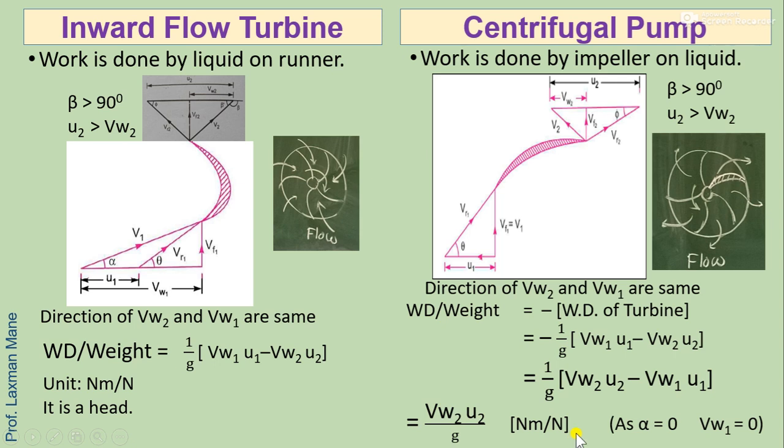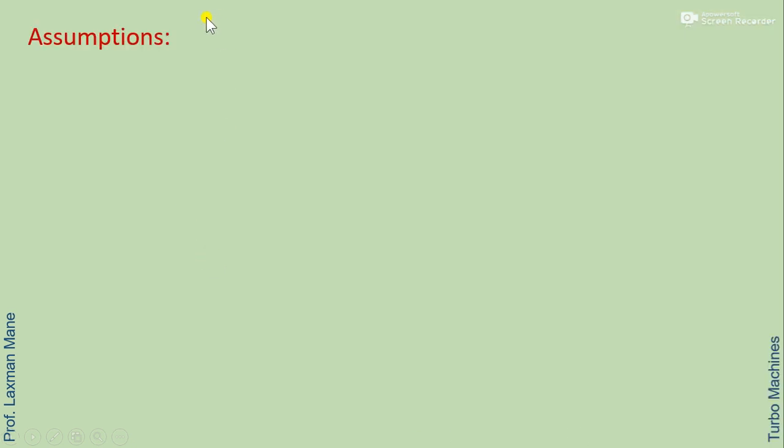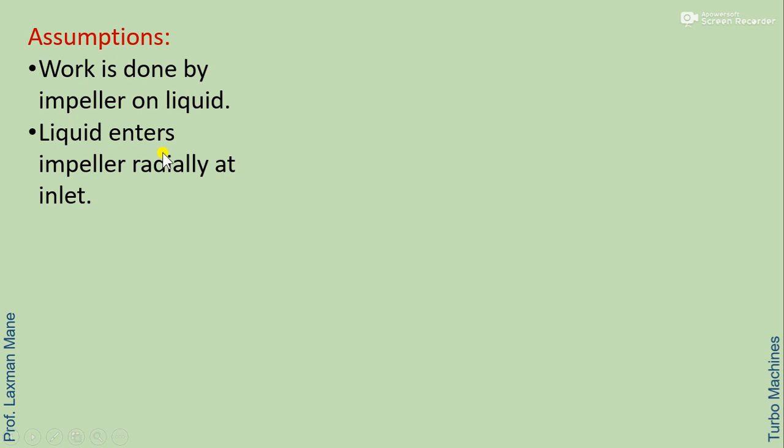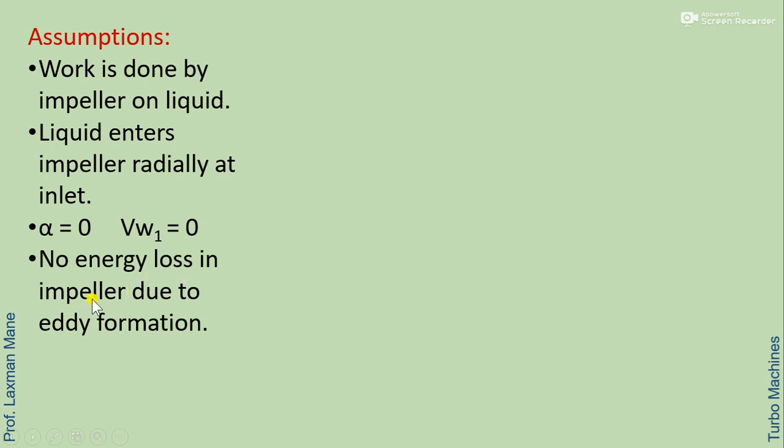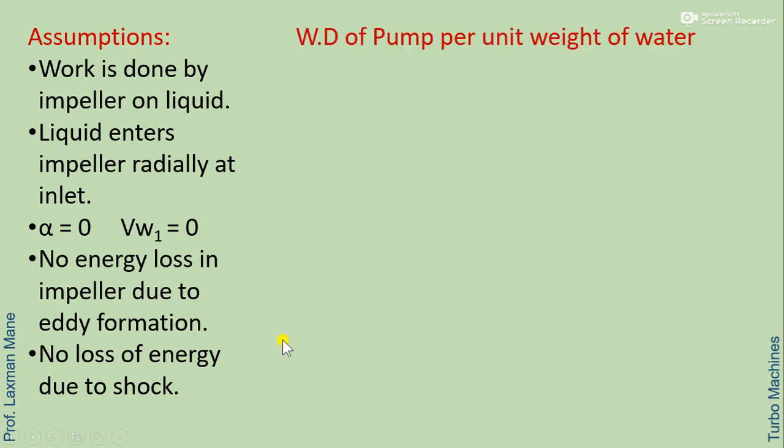So the assumptions in work done are: for the pump, work done is done by the impeller on water. Liquid enters the impeller radially at inlet. Alpha is equal to 0, Vw1 is equal to 0. No energy loss in the impeller due to eddy formation, and there is no loss of energy due to shock. So the work done of a pump per unit weight of water we have already discussed, just listed out.